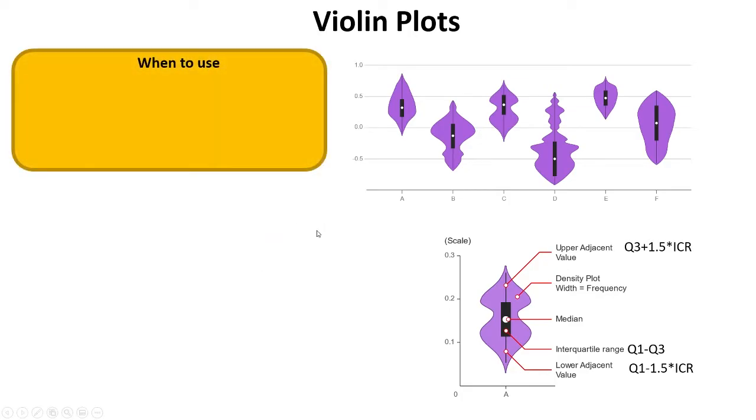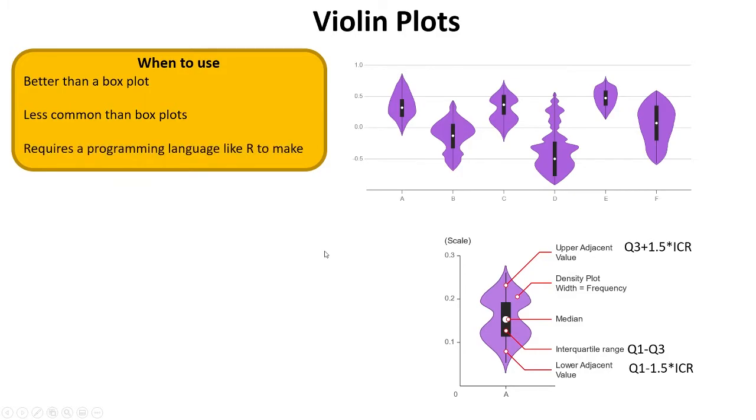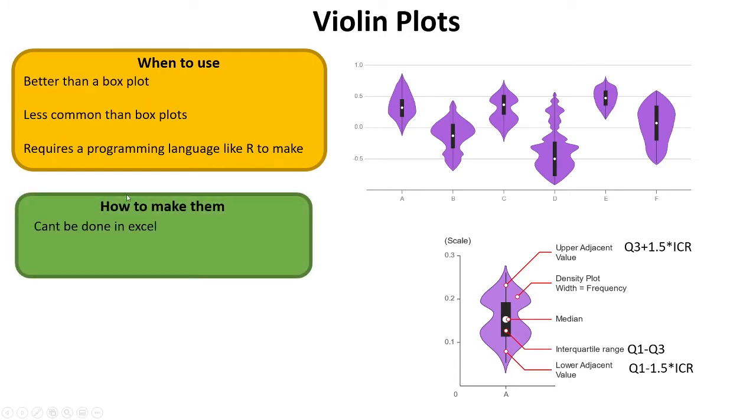All right, so when do we use these? Well, they're better than box plots because they give us more information. We can see the actual distribution of the data, whether it's normal or not normal. They're currently less common than box plots, but they're growing in popularity, and you should expect to see a lot more of them. The hard part about them is that they require a programming language like R to make, but with ggplot2, it's going to be pretty easy to do. They can't be done in Excel, can be done with ggplot2, which we'll see in a second.